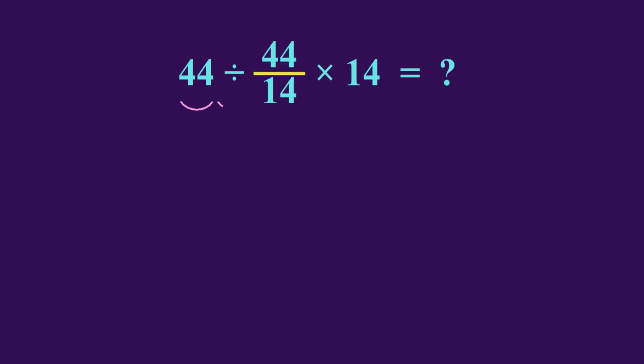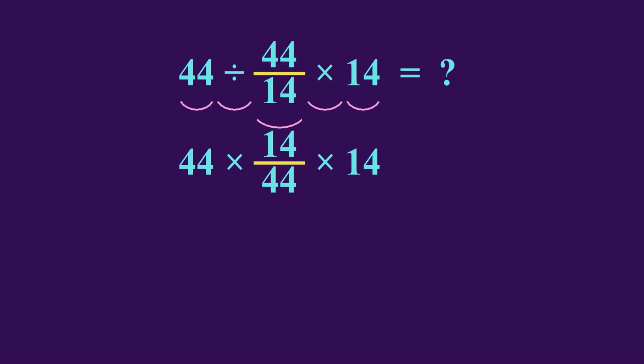44 divided by 44 over 14. To do this division, write down the 44, then change division to multiplication and flip this fraction to 14 over 44. And here again, we have times 14. Now we have this new problem.